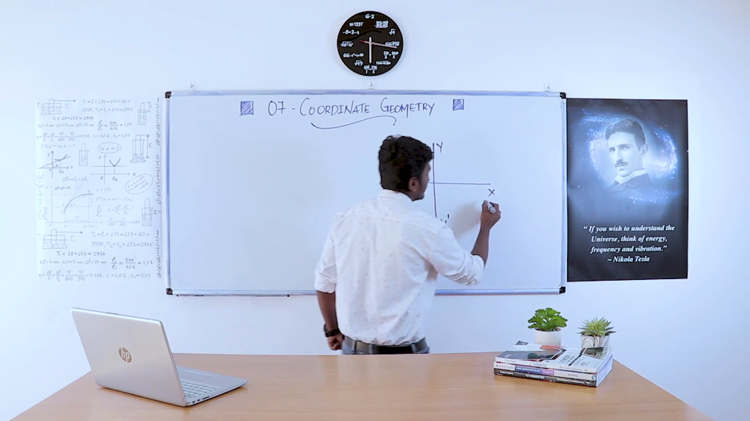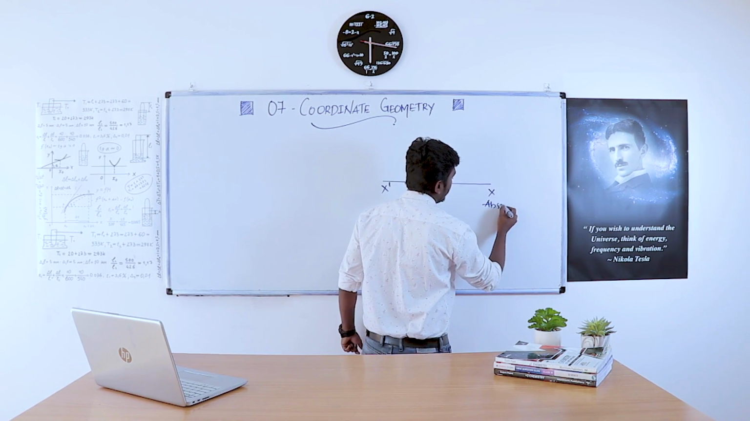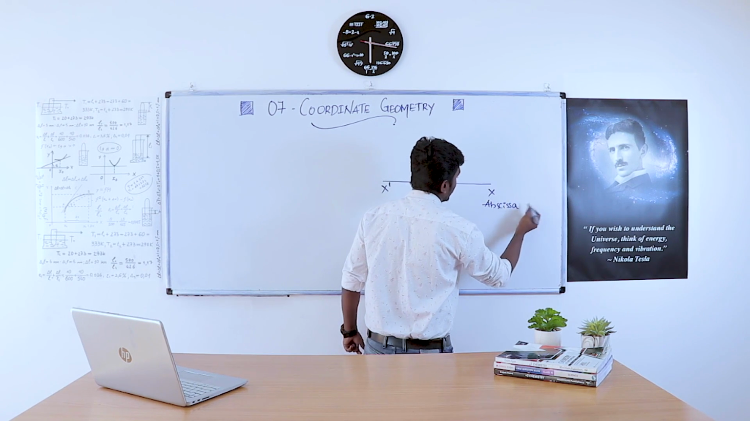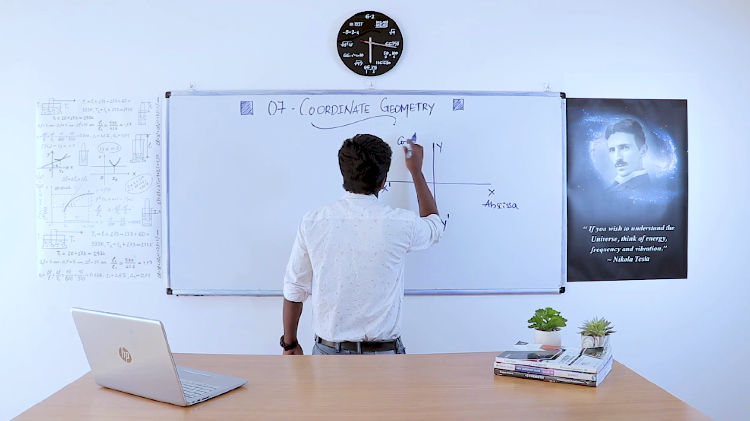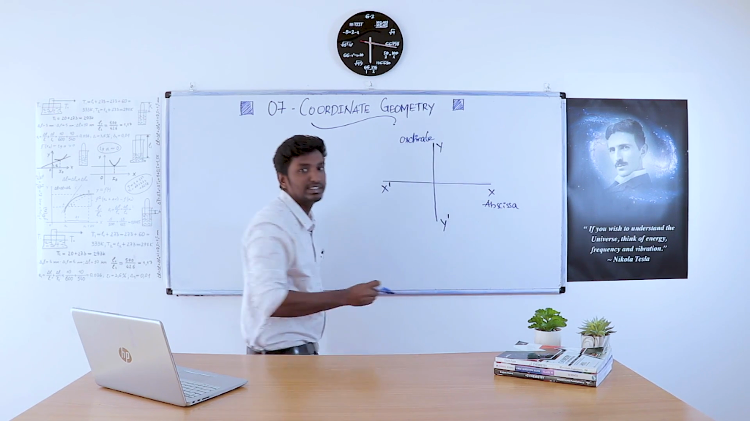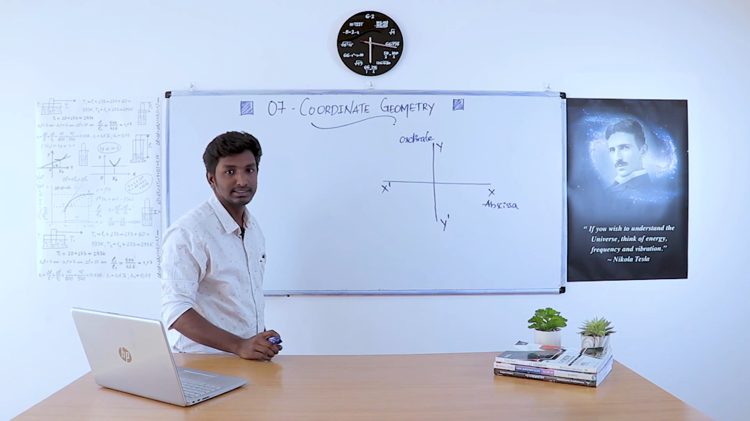The x-axis is also known as abscissa. And the y-axis is also known as ordinate. So, abscissa and ordinate, x-axis and y-axis.